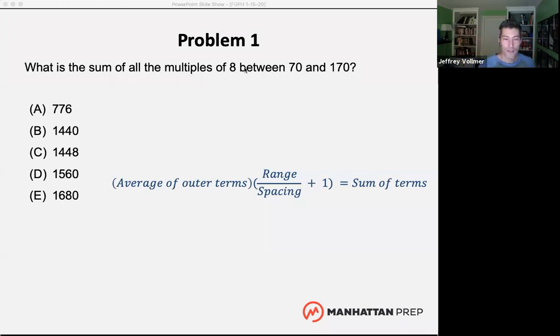72 is the first multiple of 8 beyond 70. So let's go ahead and get 72 in here. And eventually we get to 168. How do we know 168 is the last one? You don't have your multiples of 8 memorized through 170? I think we just have to find one near 170 and then start going up incrementally. So if 16 is a multiple of 8, 160 is a multiple of 8, and that means 168 is the next one and the last one in our list.